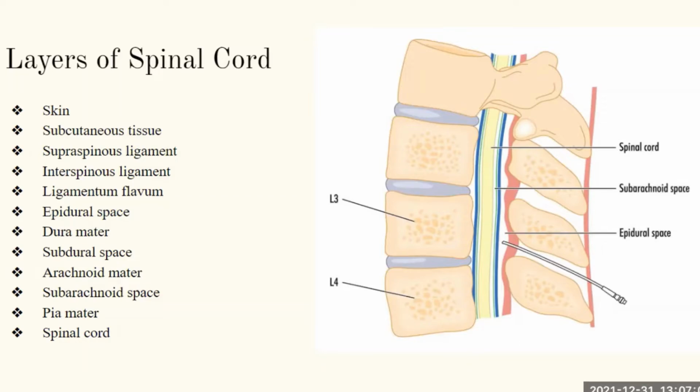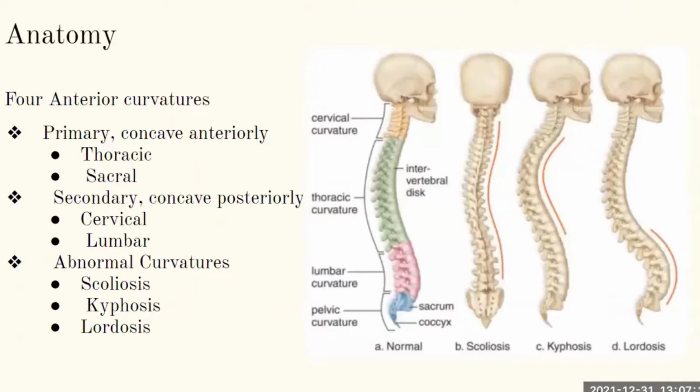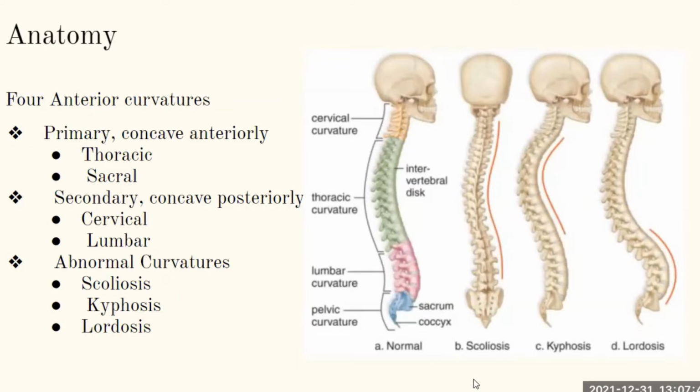Going on to the next slide, we have the different curvatures of the spinal cord. The primary curvature, which is concave anteriorly, is composed of the thoracic and the sacral. As you can see on the picture, you have the thoracic area and the sacral, which both belong to the primary concave. And the secondary curvature, which is concave posteriorly, is composed of the cervical and the lumbar, as you can see on the picture. We also have an example of the different abnormal curvatures, because some patients come into the hospital with those different abnormalities.